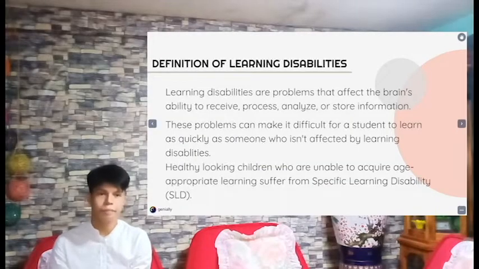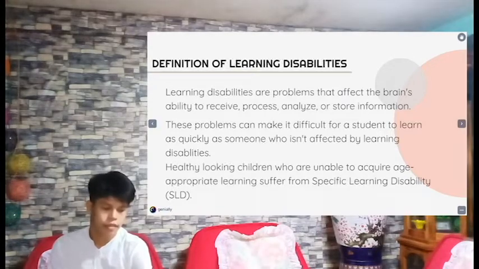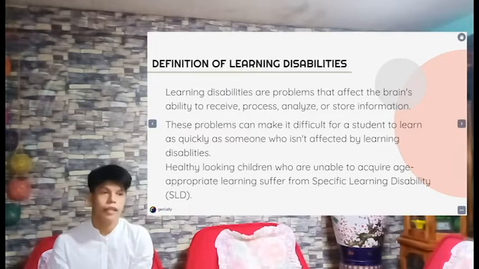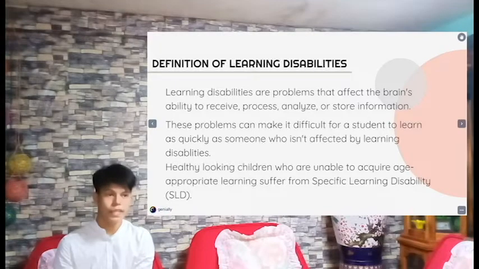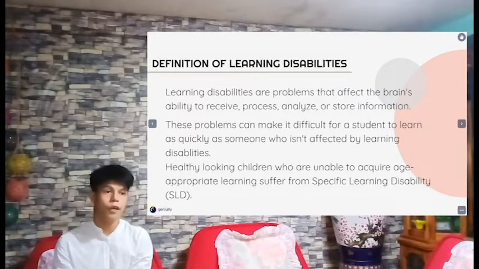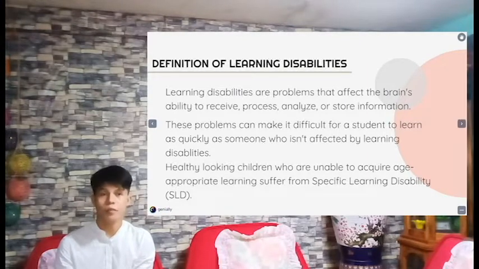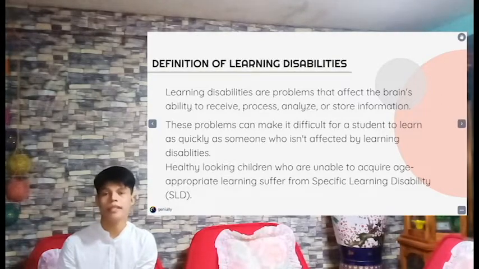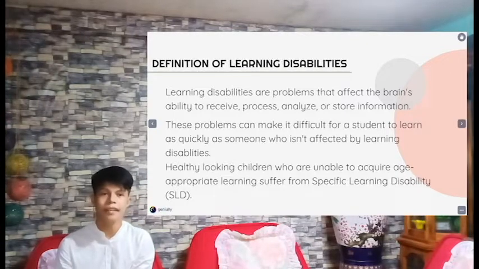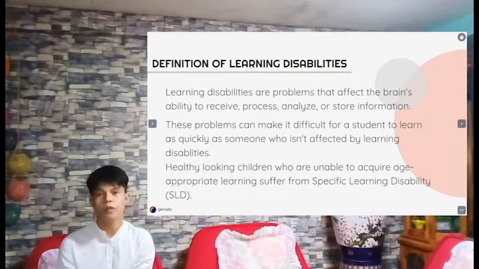Definitions of learning disabilities. Learning disabilities are problems that affect the brain's ability to receive, process, analyze, or store information. Learning is acquisition of new knowledge, skills, or attitude. Children during their early years of development learn to understand the spoken language first and then learn to speak. Subsequently, during their school years, children learn to read, write, and do arithmetic according to their age and intellectual capacity.